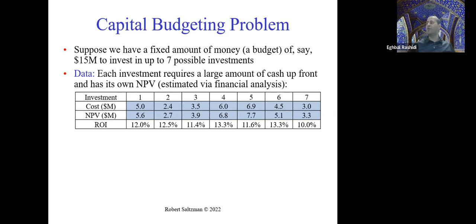In present value, it shows what the return of the investment would be, including your capital. So for example, you invest $5 million and you get $5.6 million back. For investment 2, you invest 2.4 million and you get 2.7 million back, and so on and so forth. Based on this, you can actually compute the return on investment. That's going to be the NPV minus cost, divided by cost. For example, 5.6 minus 5, divided by 5, that's actually 12%.